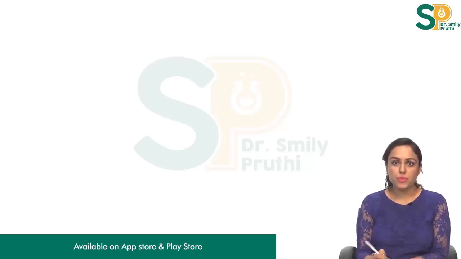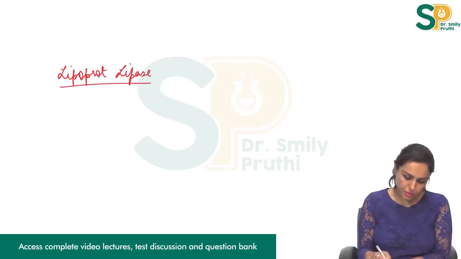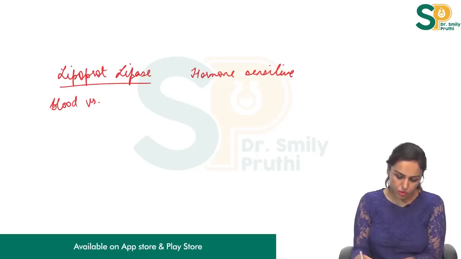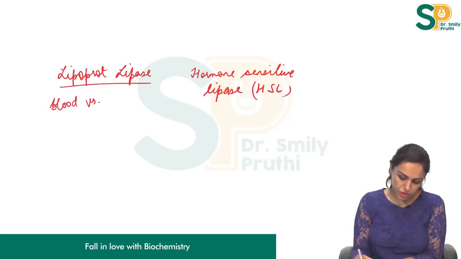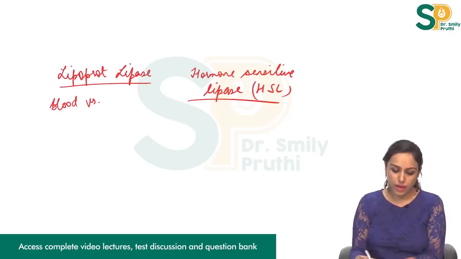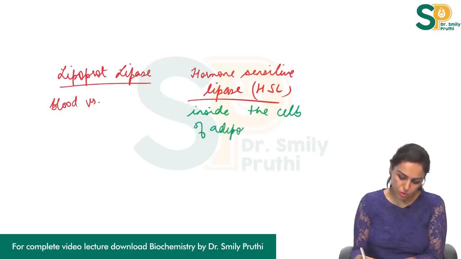There are two lipases present in the metabolism. One is lipoprotein lipase, which is present in the blood vessels, in the endothelium of blood vessels. But the other one is hormone sensitive lipase, short form HSL. Lipoprotein lipase is present in the blood vessels, but hormone sensitive lipase is present inside the cells of adipose tissue.